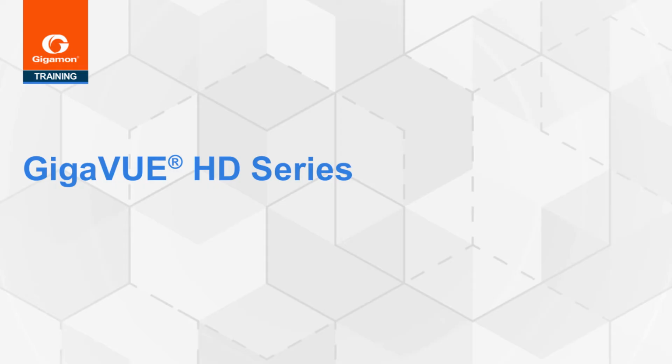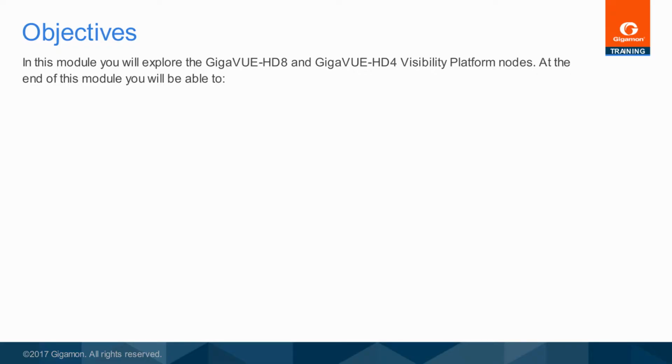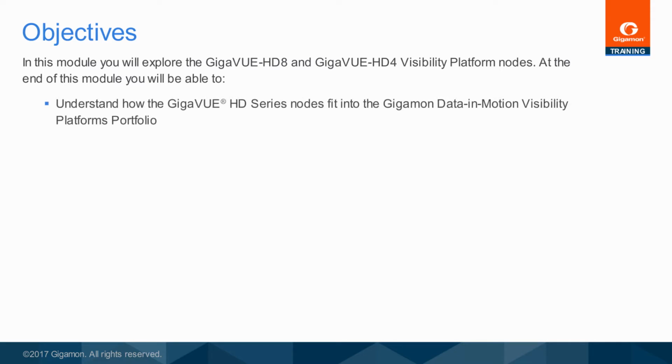Welcome to the training module describing the GigaVUE HD family of visibility platform nodes. In this module, you will explore the GigaVUE HD8 and GigaVUE-HD4 visibility platform nodes. At the end of this module, you will be able to understand how the GigaVUE HD Series nodes fit into the Gigamon Data in Motion Visibility Platforms portfolio.